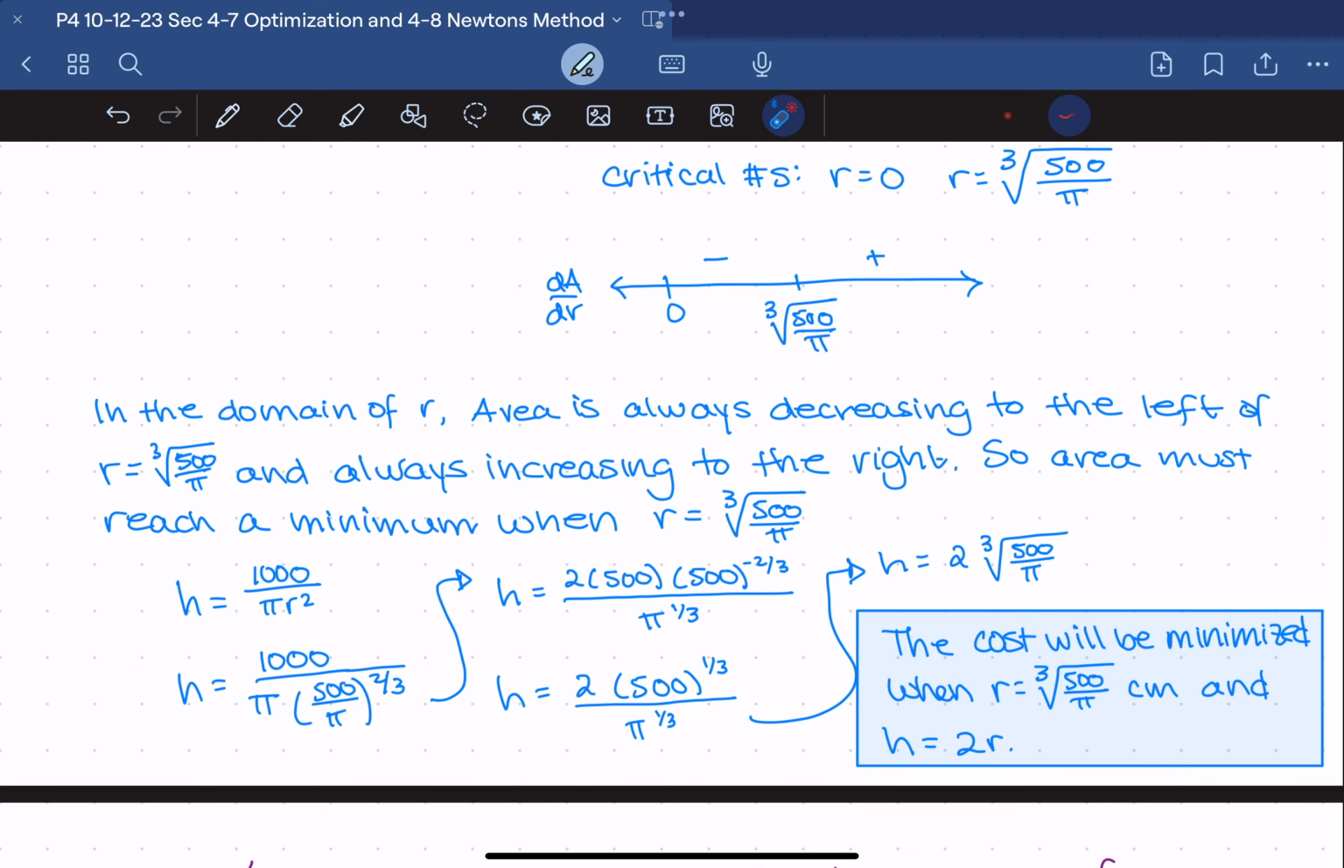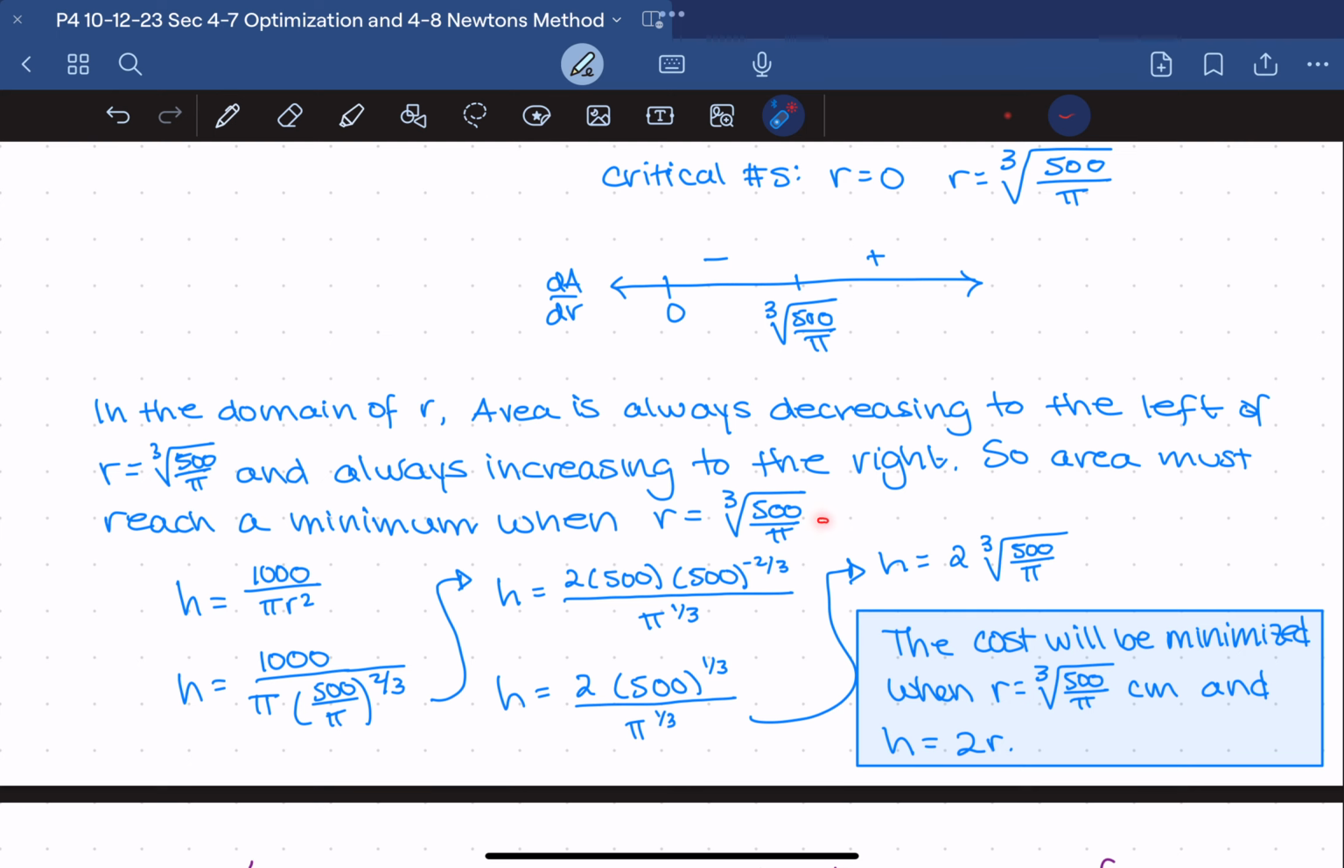Now, you can't just use the sign chart, though. Again, you've got to say that in words. So that's why I say always increasing to the right, always decreasing to the left. So it reaches a minimum at that point. You're going to have to say those words. You're going to have to write down some sentences for these.